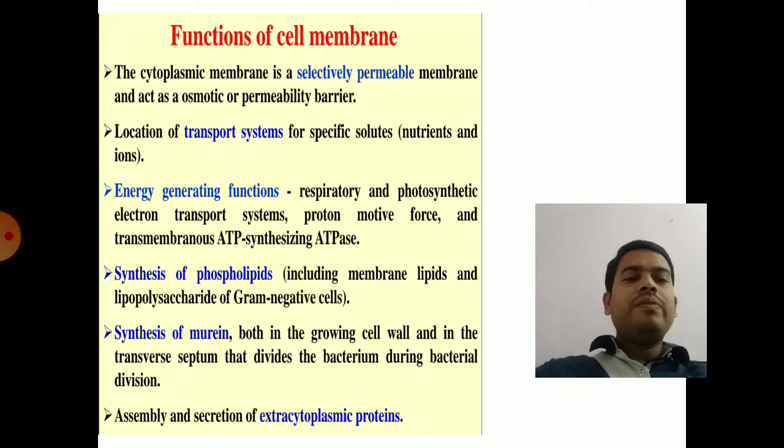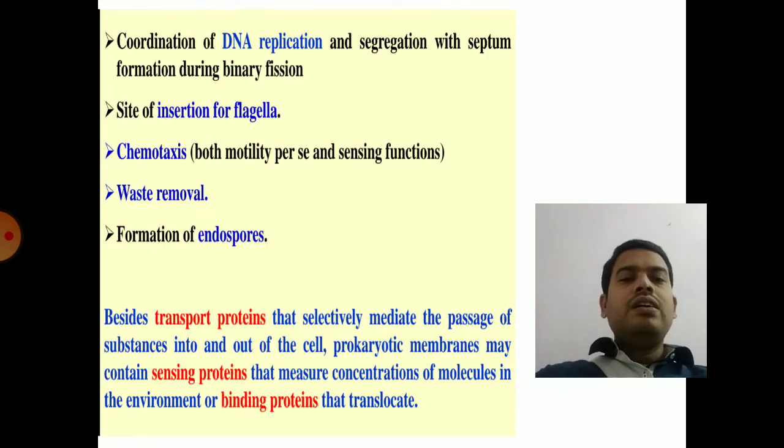Gram-negative cells contain the LPS layer, which is called the lipopolysaccharide layer, and a murein layer, which is also called peptidoglycan and is common to both gram-positive and gram-negative bacteria. So transport across biological membranes, the electron transport system and photosynthesis are some major functions of the cell membrane. Some other functions include DNA replication and binary fission.